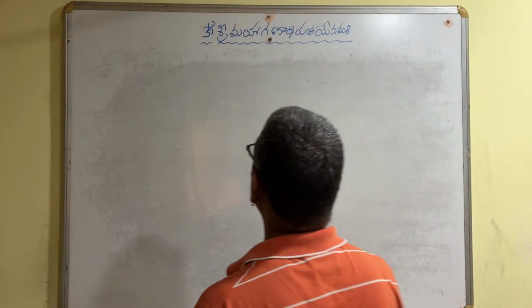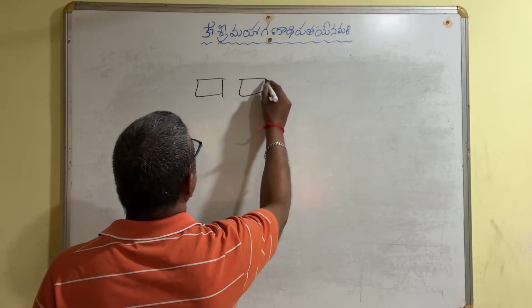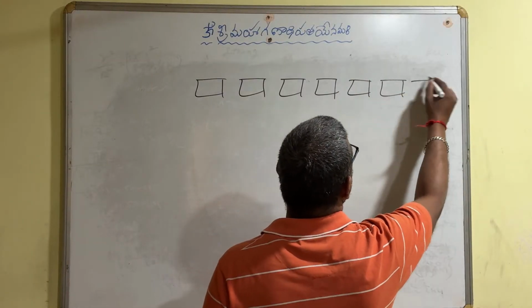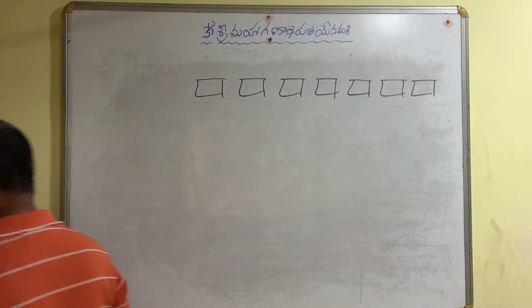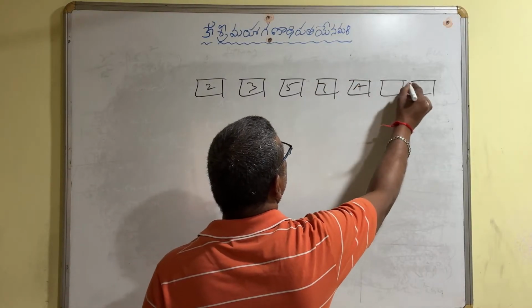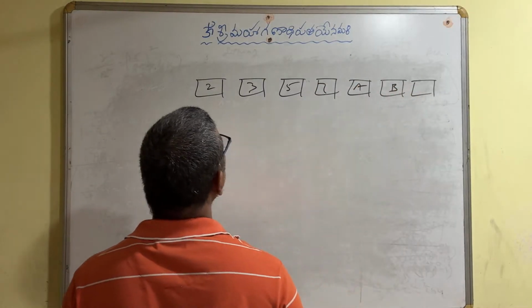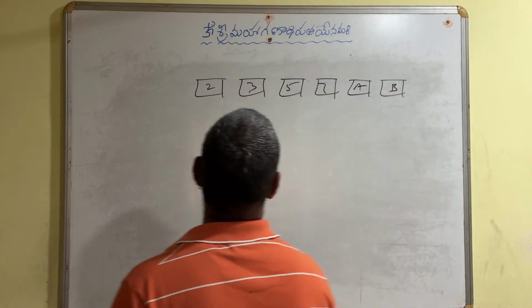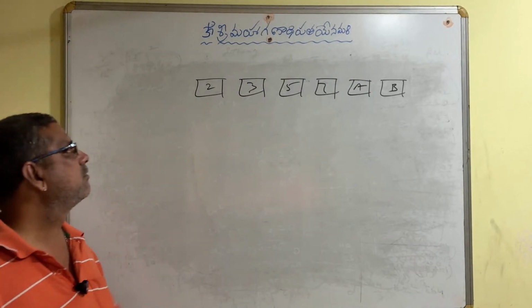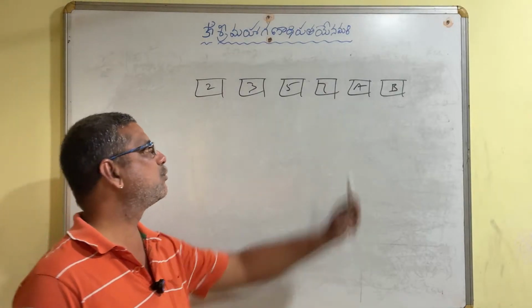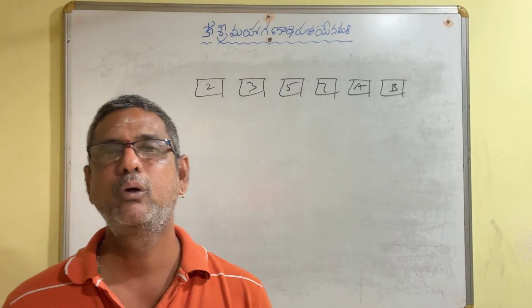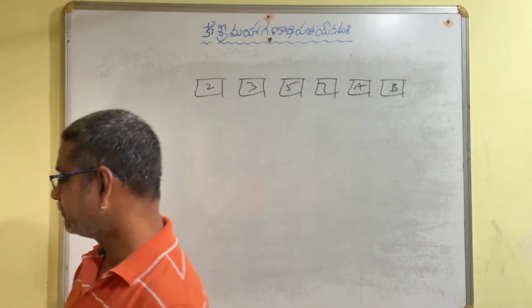So 6 faces. 6 faces లో 2, 3, 5, 7, A, B. So these are the faces, 6 faces. 4 faces are having numbers and 2 faces are having alphabets. So what is the probability of getting an alphabet? 2 by 6, that is 1 by 3.